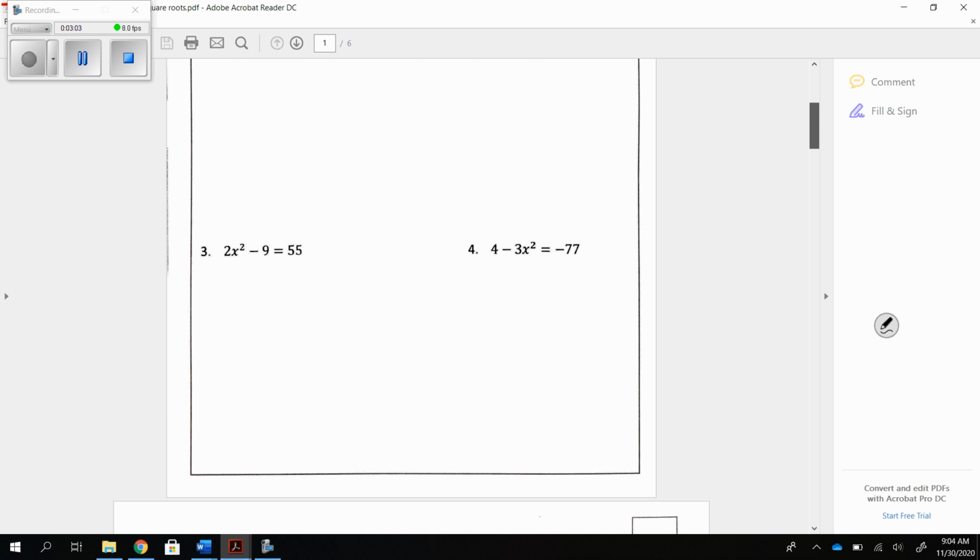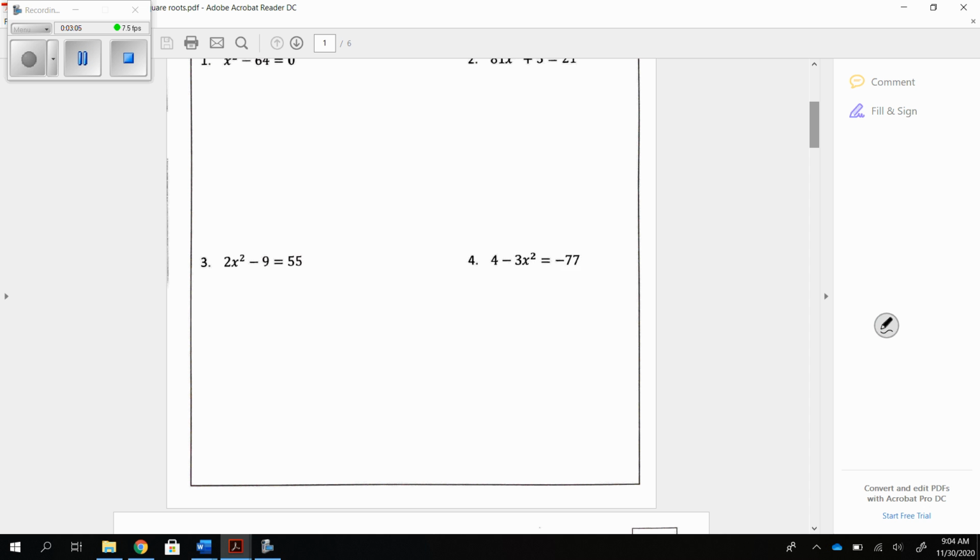All right, so again, same steps. Step one, get x squared by itself, isolate it. It's not by itself yet. So plus 9, 2x squared equals 64. It is still not by itself. Divide by 2, x squared equals 32. Now it's by itself, so we can square root both sides.